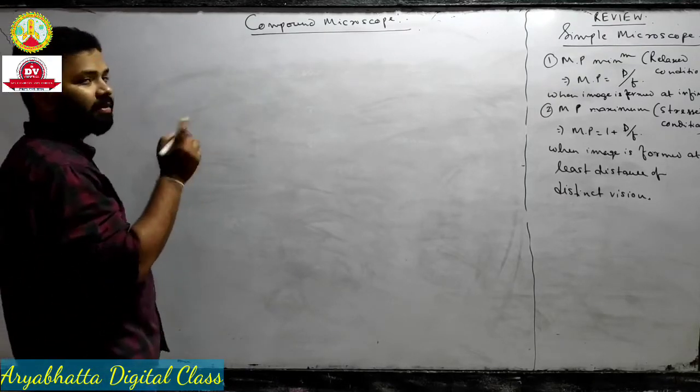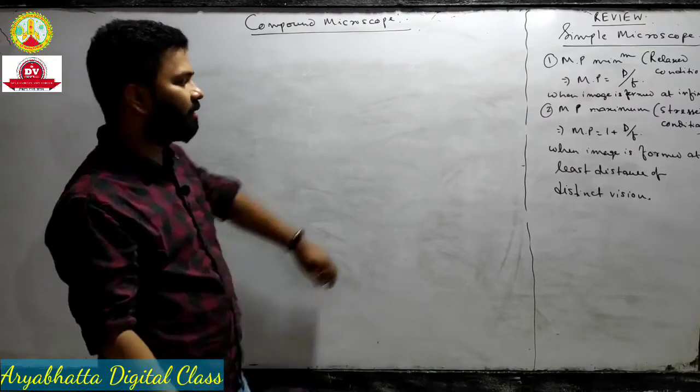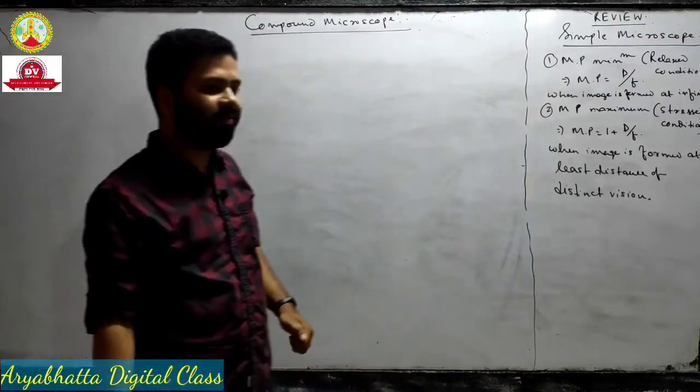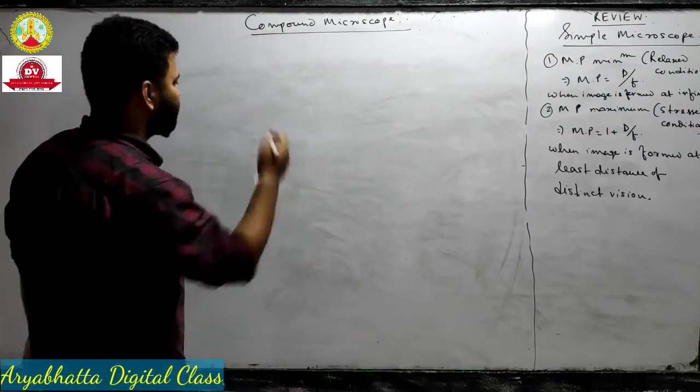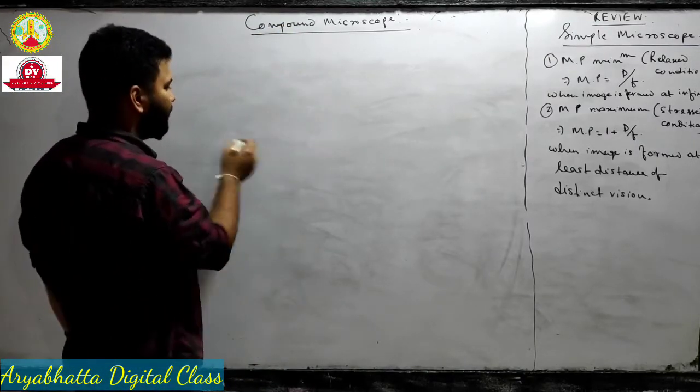Okay. So let us first understand with the help of a diagram, and we will do the second one first, that is when magnifying power is maximum. But first let us understand what a compound microscope is. After that we will go to the conditions, okay.